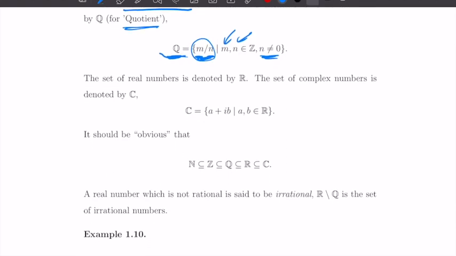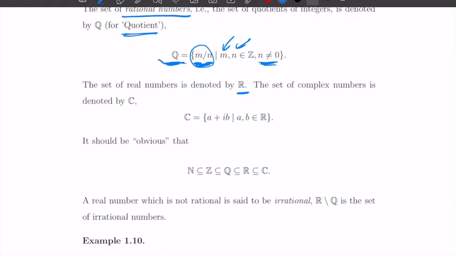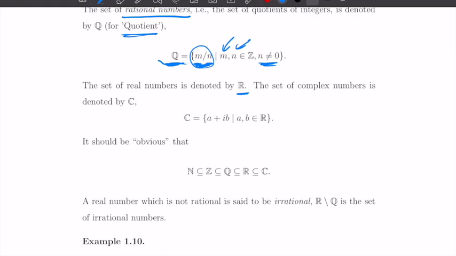And the set of real numbers is denoted by R. We don't go into the details of what real numbers are, but I assume you somehow intuitively know what real numbers are. Okay, and the set of complex numbers is denoted by C.